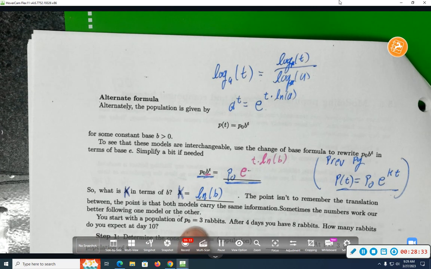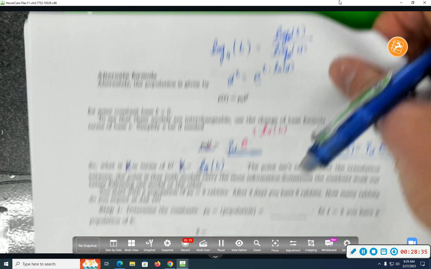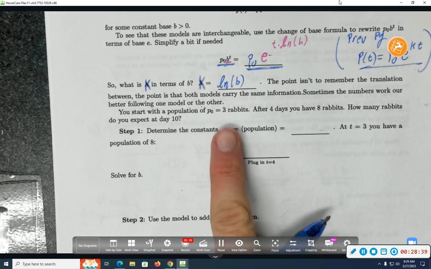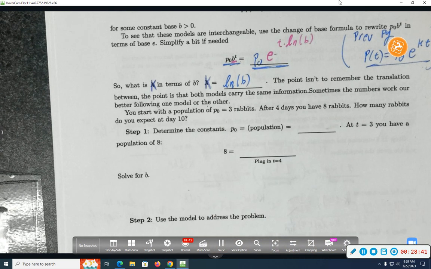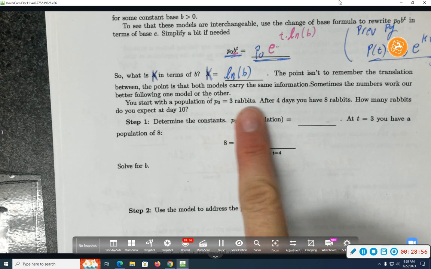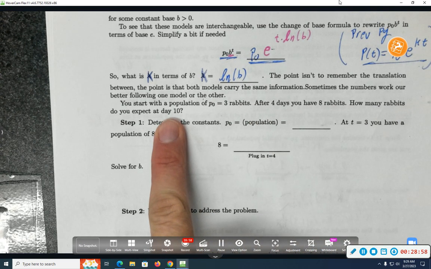All right, so let's imagine that you have a population of rabbits you're studying. You start with 3. After 4 days, you have 8 rabbits. That seems like an unreasonably fast growth rate, but whatever. It's a made-up garbage problem anyway. So how many rabbits do you expect to see at day 10?